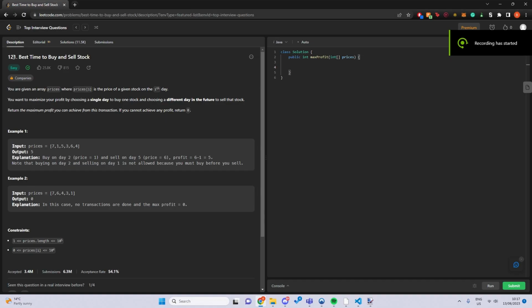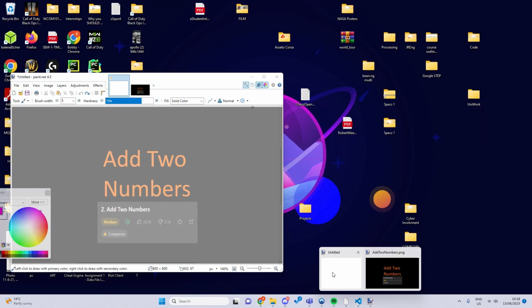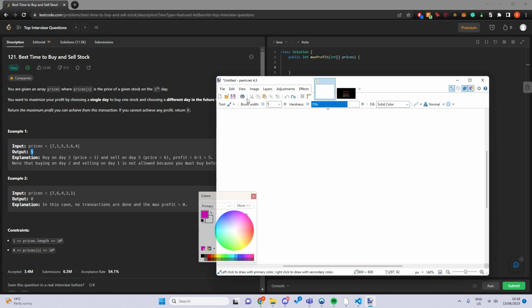Hey, so today we're doing best time to buy and sell a stock. Given an array, we want to find a day which is the best to buy and a day which is the best to sell. So in this output, let's code this one up. Let's type this up.